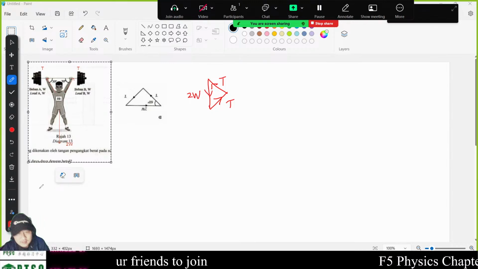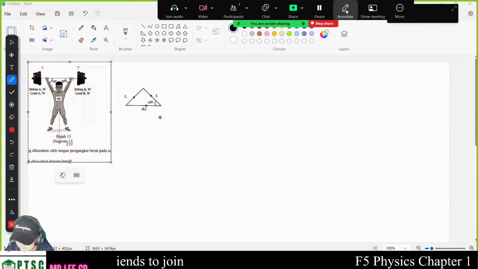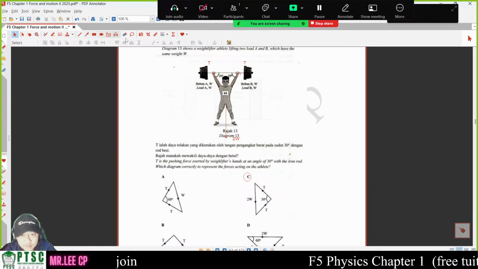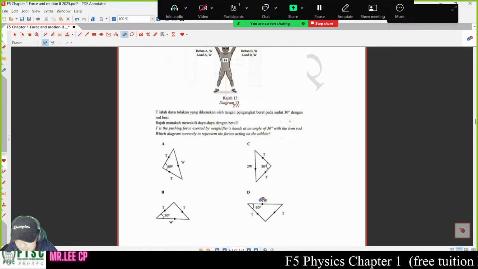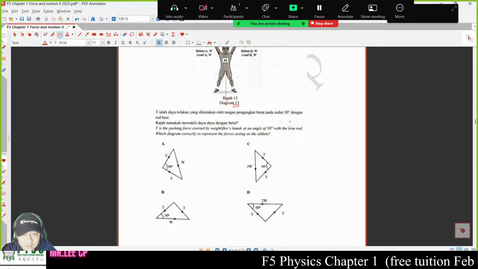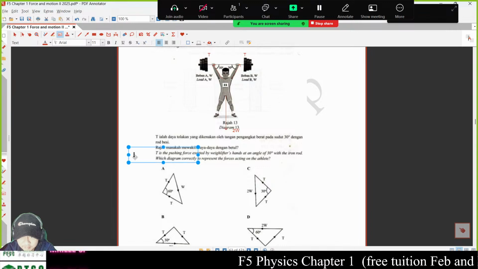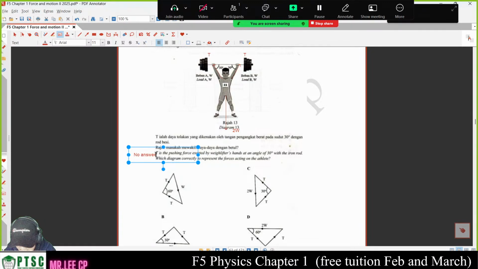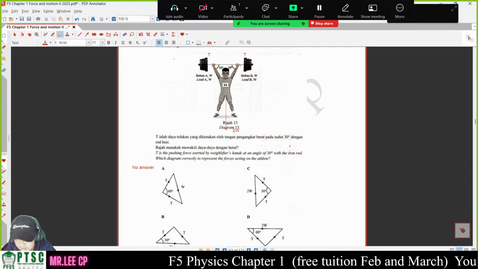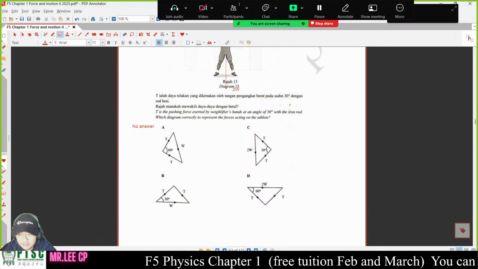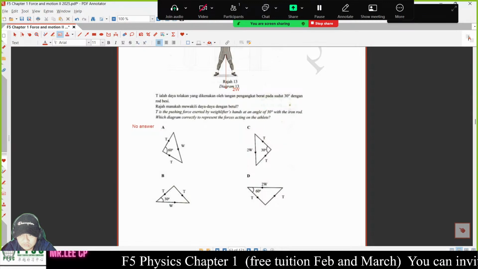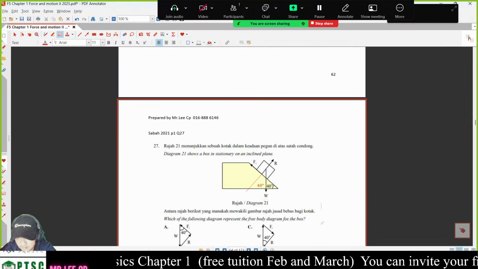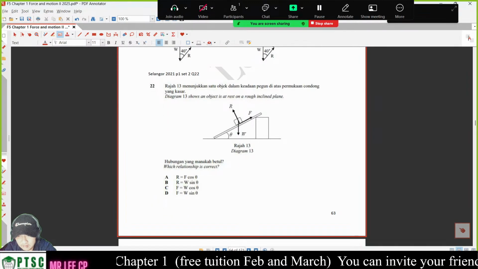So this one, no answer. C is very close already, but still not the answer. The answer given is D. Right, this one we see. So this one no answer. Bad answer. Answer given is D. But D I do not agree. Cannot. Alright. So we continue from here.